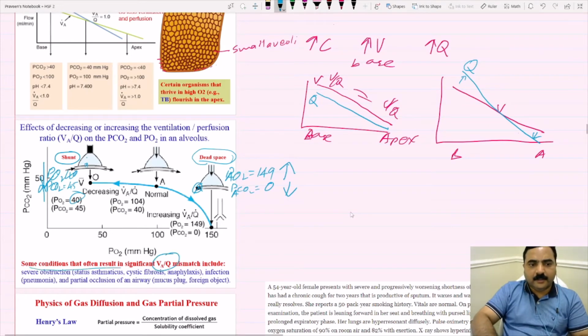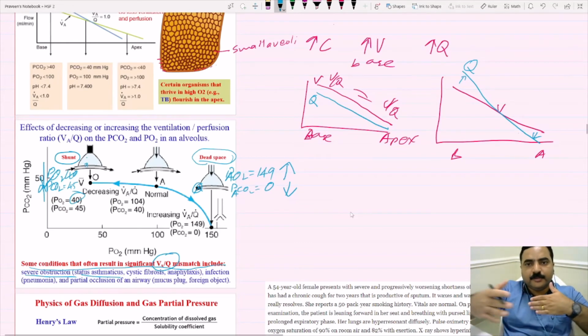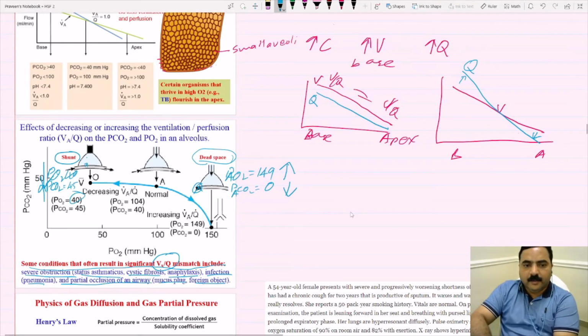Some conditions that often result in significant V by Q mismatch include severe obstruction like status asthmaticus. Status asthmaticus is like continuous asthma for a long duration. Also cystic fibrosis, anaphylaxis, etc. Infection like pneumonia, and partial occlusion of an airway, mucus plug, foreign object, etc. All will cause what? A V by Q mismatch.